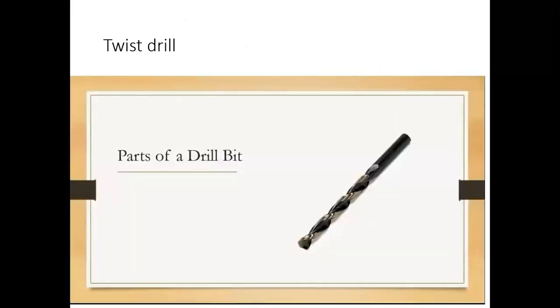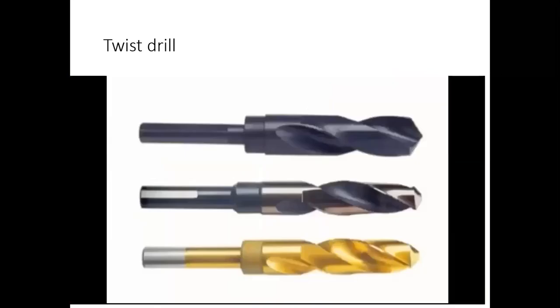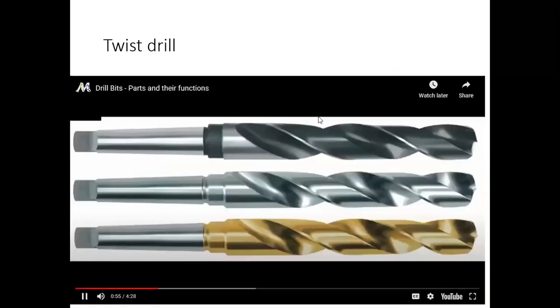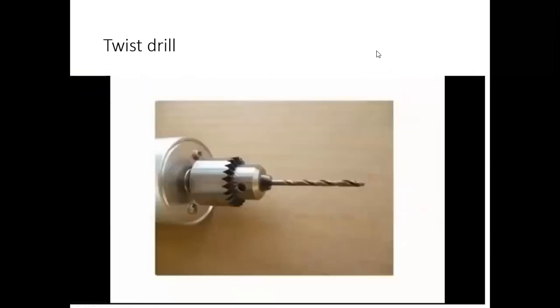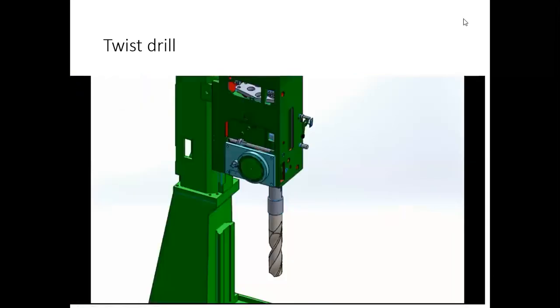So, let's begin with the parts of a drill bit. There are three main components: shank, body, and drill point. The shank is the portion by which the tool is held. This part is called the body of the drill bit. And this is the tool point, or just point, of the drill, where the cutting takes place. The shank may be straight or tapered. A straight shank is generally held using a chuck, while a tapered shank is held in the spindle directly.